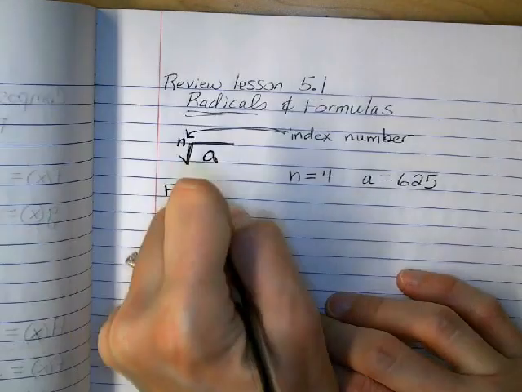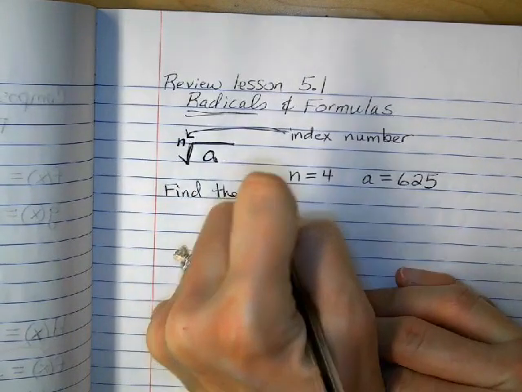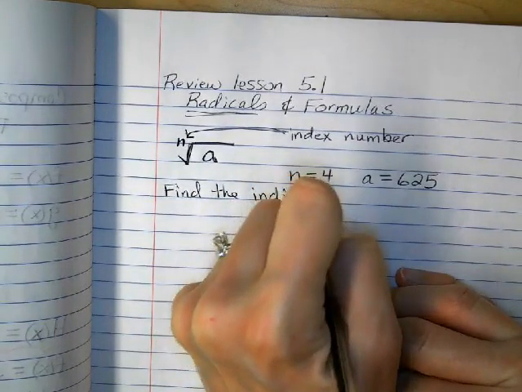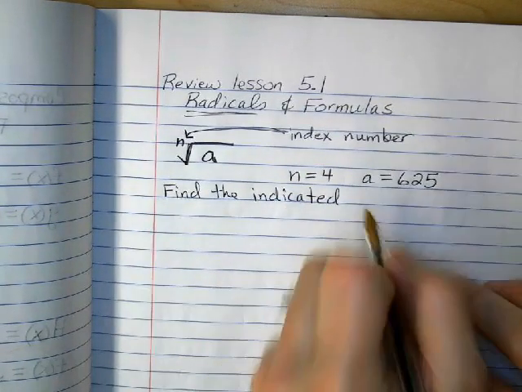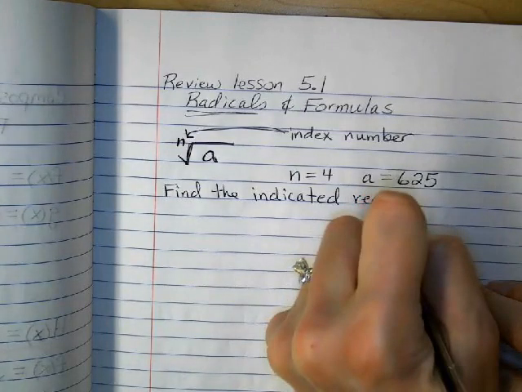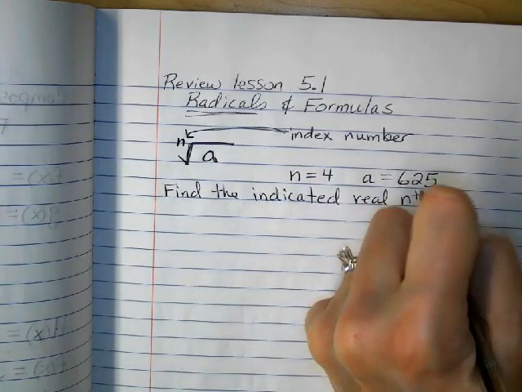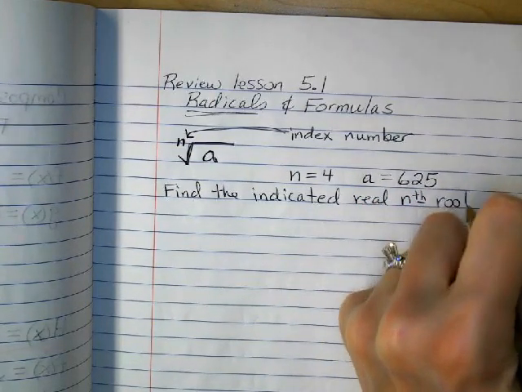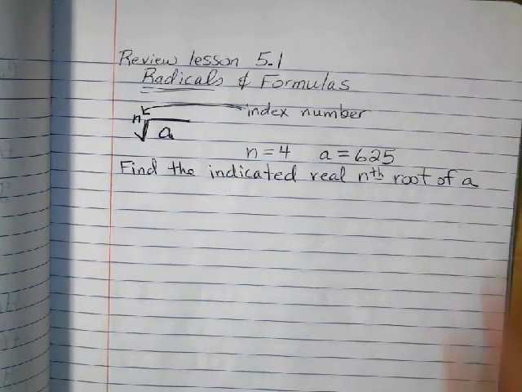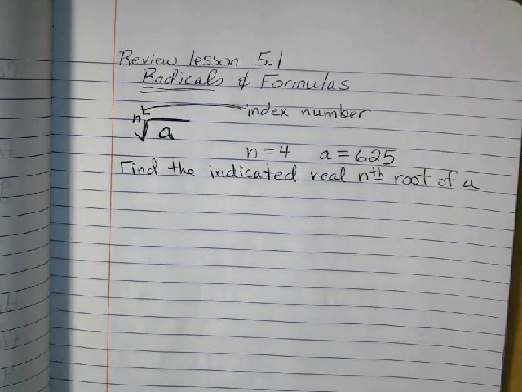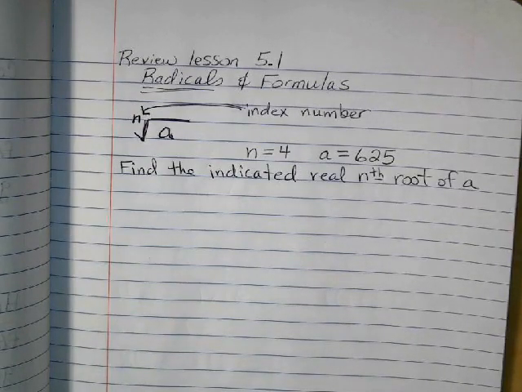Find the indicated, that's what it says in the directions. Find the indicated real nth root of A. That's how they say it. Find the nth root, see, because n's on the outside, so that's the root number. Find the indicated nth root of A.